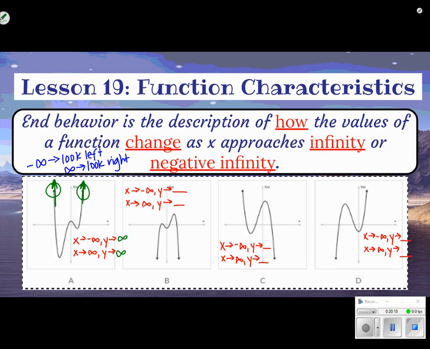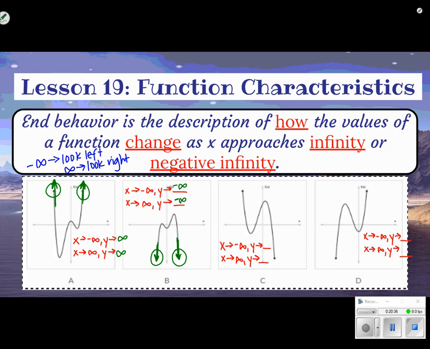All right, let's look. Left is negative infinity, so I'm going to go on the left side. Negative infinity says, where am I going in the y direction? I'm going down to negative infinity in the y direction. As x approaches positive infinity, I'm looking on the right side. It looks like my y values go down forever to negative infinity.